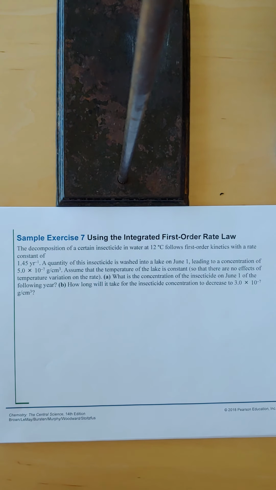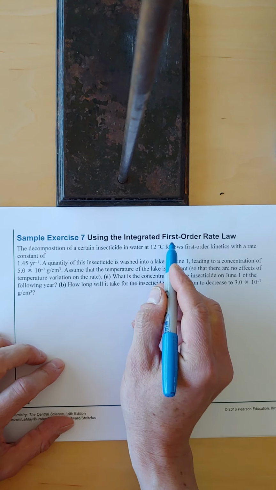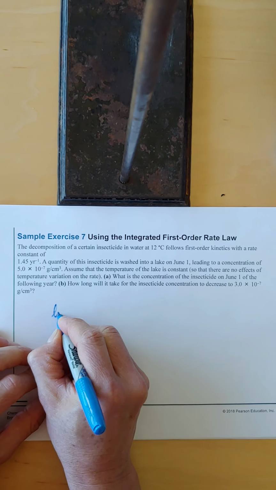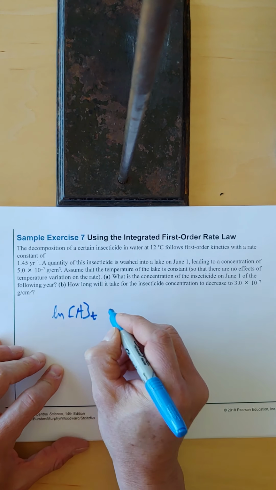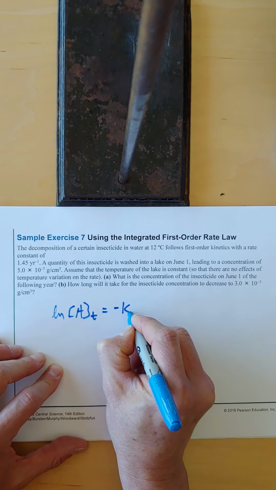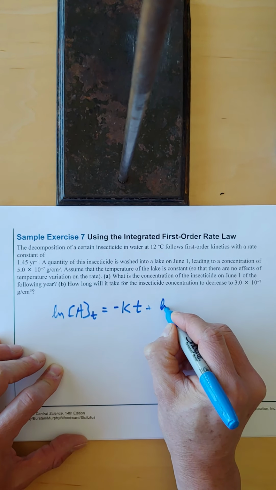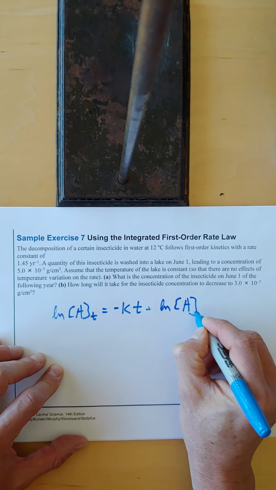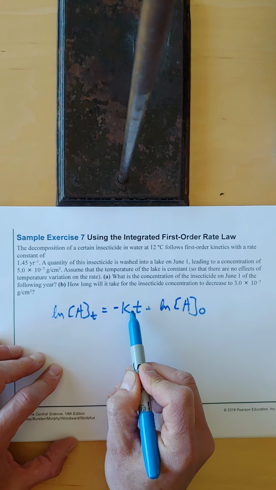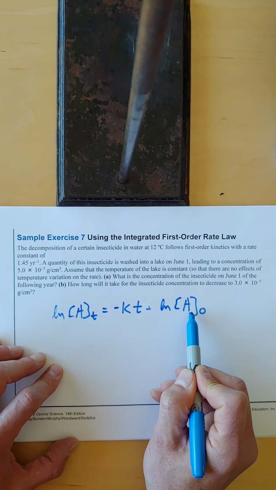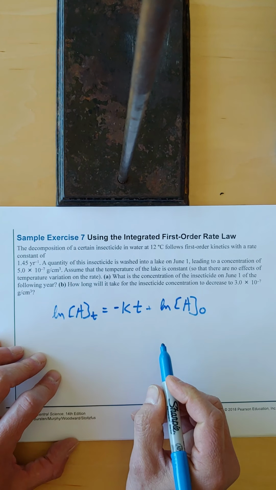So when we look at a first order rate law, our integrated rate law is going to be that the log of the concentration of A at time t is equal to minus the rate constant times the time plus the log of the initial concentration. So if I take the rate constant, how long it's been, and my initial concentration, I can calculate the concentration at time t.